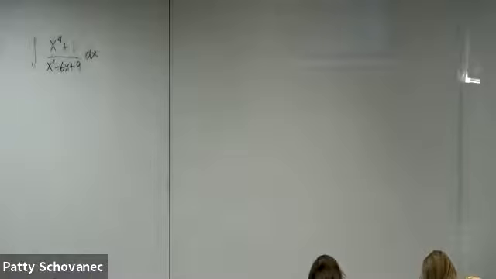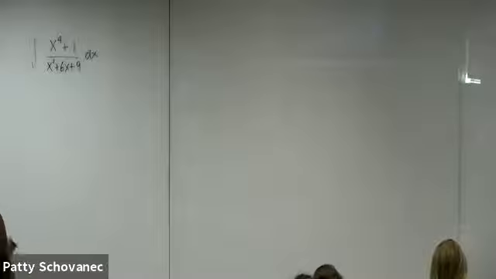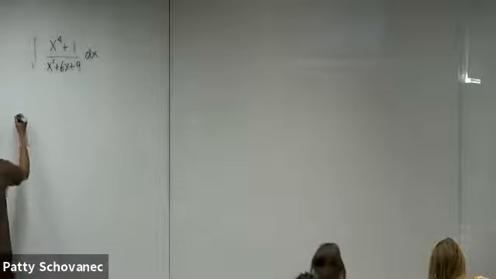Where's it go? Where's it go? Where's it go? I don't like the x squared plus 3. Because x squared plus 6x plus 9 is x plus 3 all squared, not x squared plus 3. Made it too easy. I get the same thing you guys get.